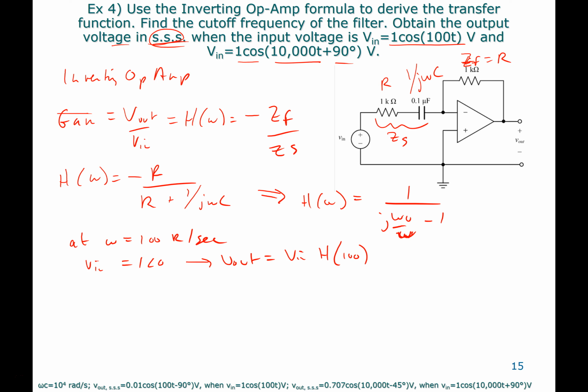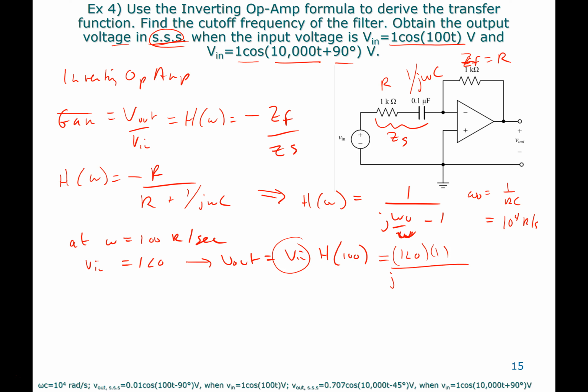So again, just showing you how that works. You plug in 100 for your omega, and you take your input phasor, 1 angle 0, and multiply that by your system function, which is 1 over j times... And in this case, by the way, omega 0 is 1 over RC, which is 10 to the 4th radians per second, because your R is 1,000 and your C is 0.1 microfarads.